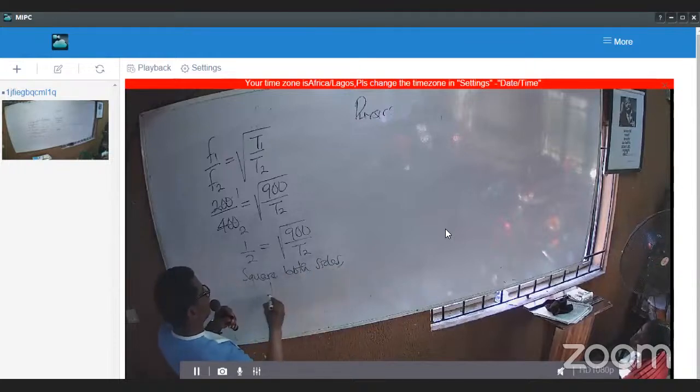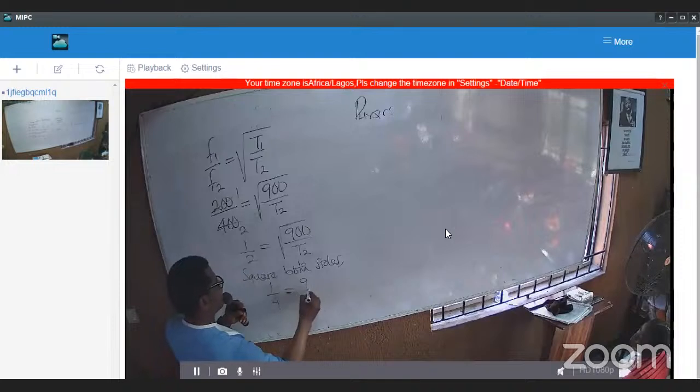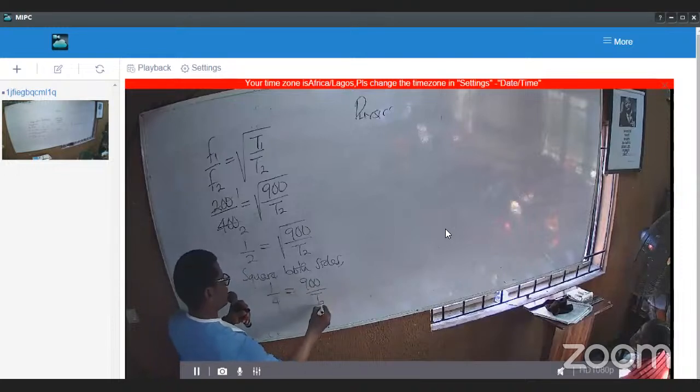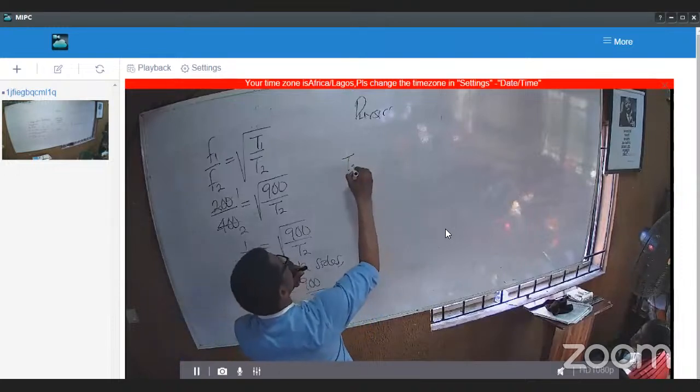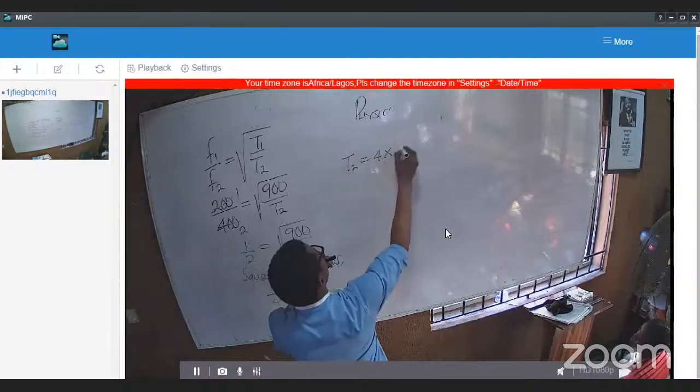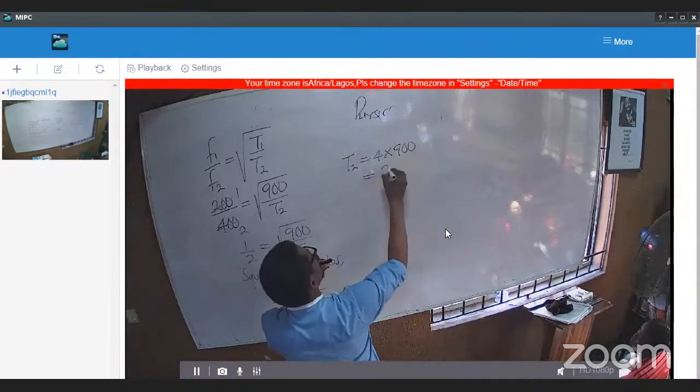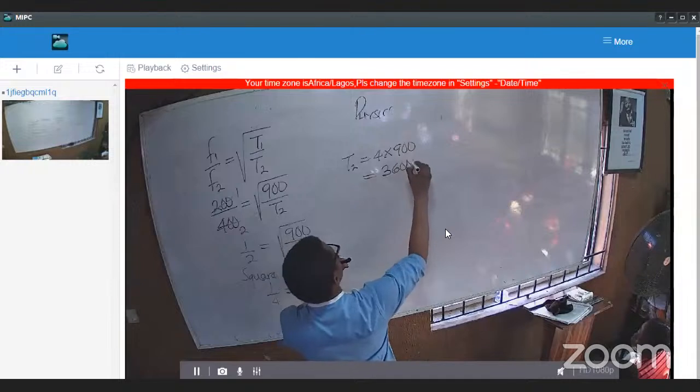That will now be 1 over 4. That will now be 900 over T2. Cross multiply. T2 will now be 4 times 900. Final answer: 3,600 Newton.